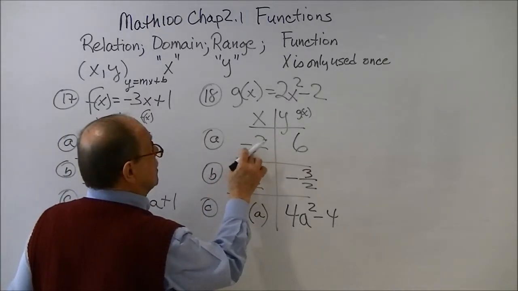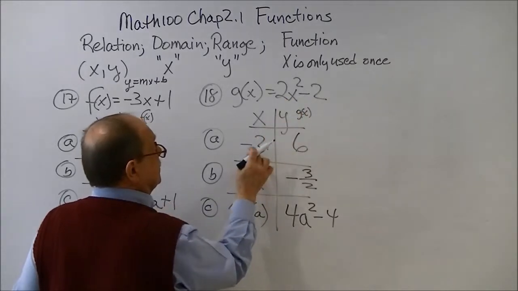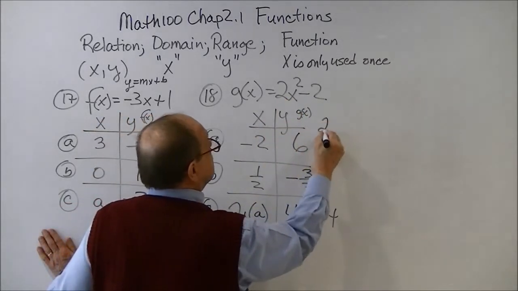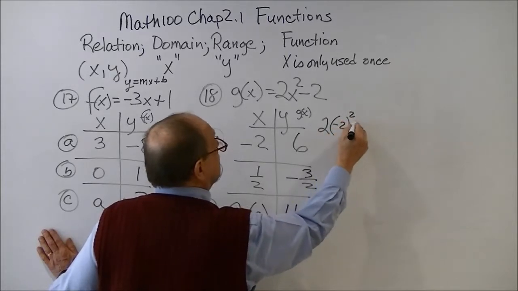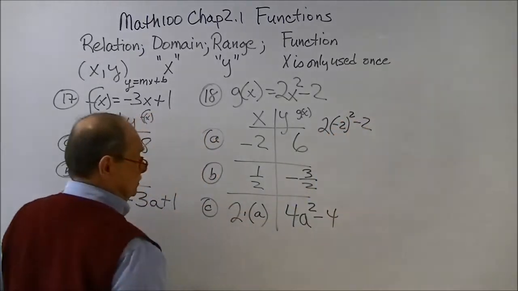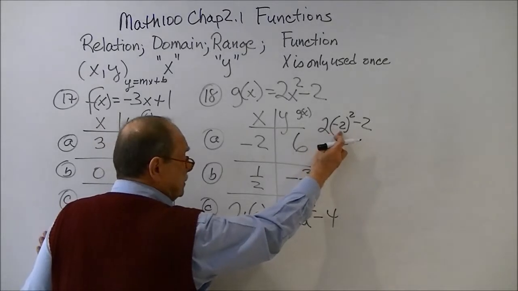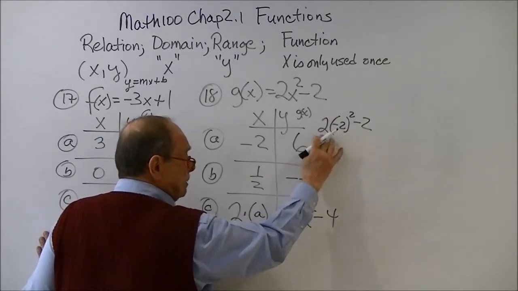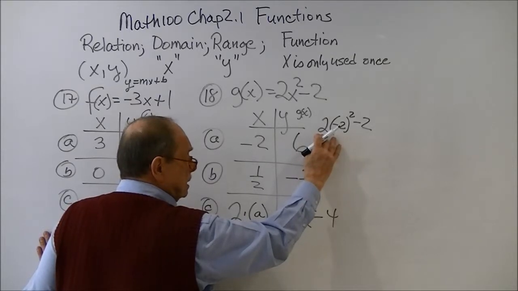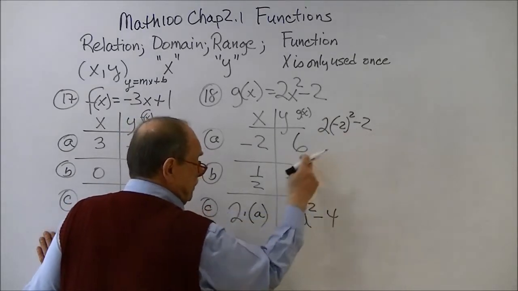So this is going to go in as x. Let me write it out here. 2 times a negative 2 squared minus 2. Well, a negative 2 squared is a positive 4. 4 times 2 is 8. Minus 2 is 6.